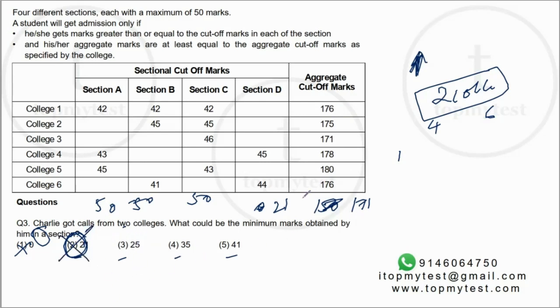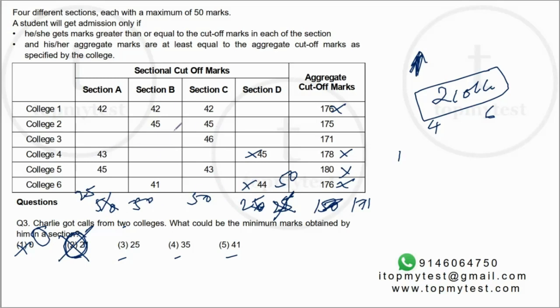The next lower is 25. What happens if I put 25 here? If I put 25 here, you're not going to clear section D's cutoffs. You're going to clear cutoffs for only college 2 and college 3, because you have cleared the overall cutoffs as well. So if you score 50, 50, 50 and 25 in the last one, you're going to get only 2 calls. Now, this 25 need not be from section D. You can put 50 in section D and you can put 25 in section A. Even then, you will get only 2 calls.